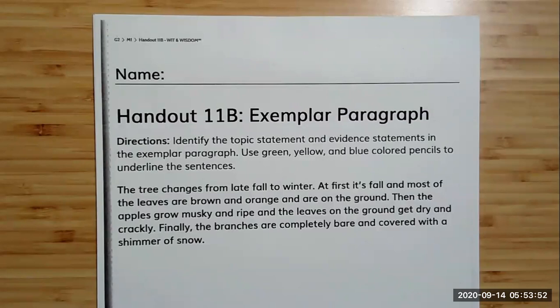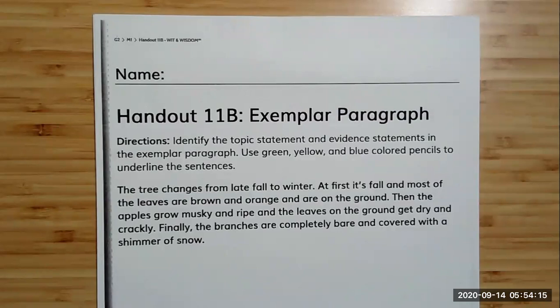At first it's fall, and most of the leaves are brown and orange and are on the ground. Then the apples grow musky and ripe, and the leaves on the ground get dry and crackly. Finally, the branches are completely bare and covered with a shimmer of snow.